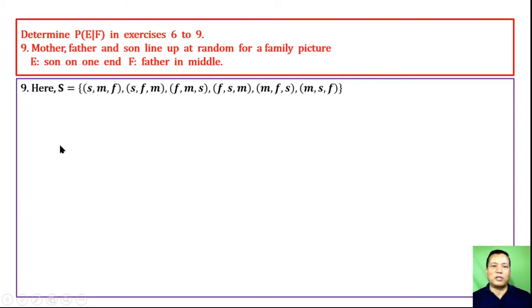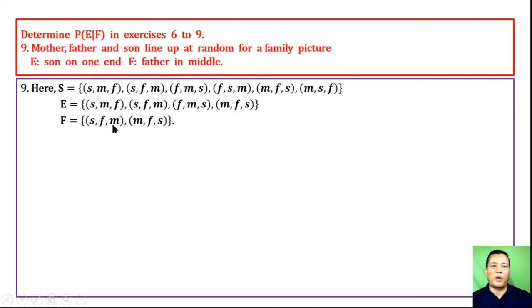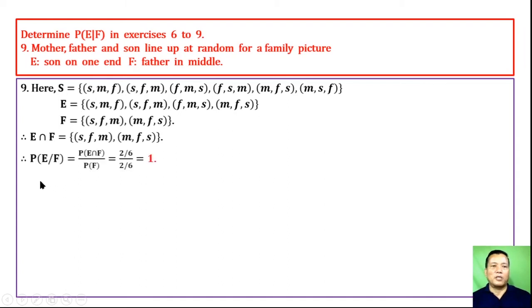Taken in this order. E, son on one end, has outcomes: son, mother, father; son, father, mother; mother, father, son; father, mother, son. For F, father in the middle: son, father, mother; mother, father, son. The intersection of the events E and F is son, father, mother and mother, father, son. Therefore P of E given F is calculated as 1 by 2.